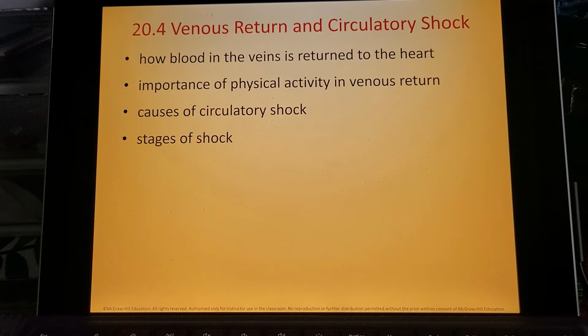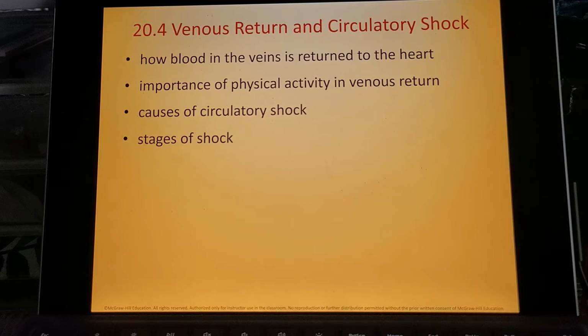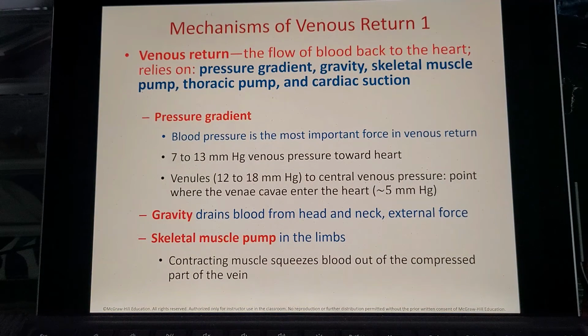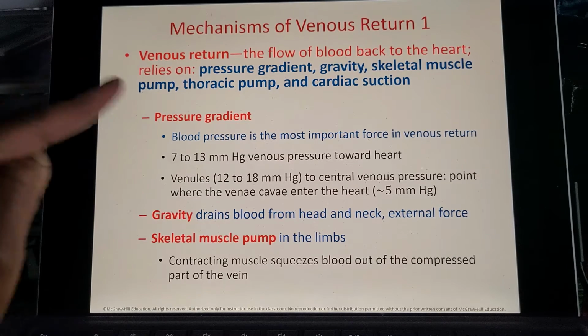Right, let's get back to the heart. So looking at how we use the veins and different pressures to get there, as well as circulatory shock. So with our blood, again, it's going to go down its pressure gradient. That's one of the mechanisms, sorry. So with venous return, there's different methods for it.